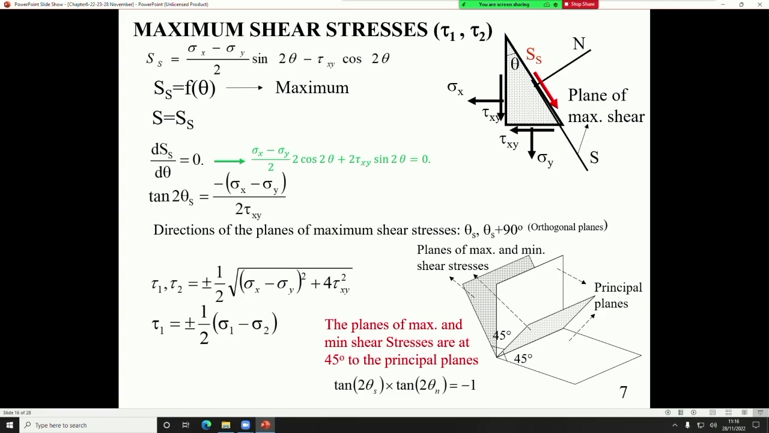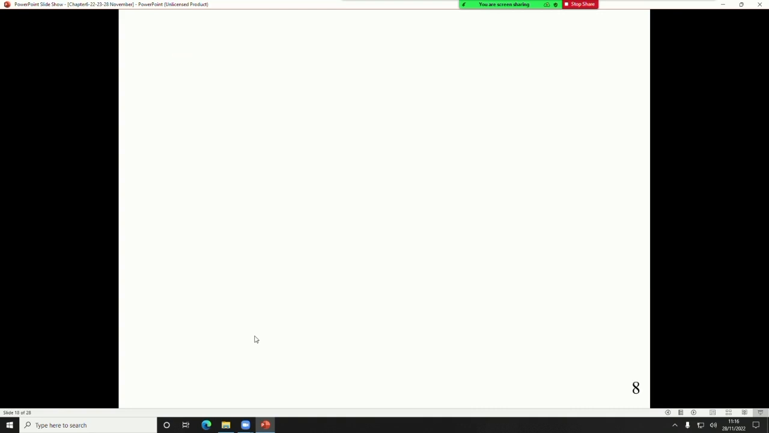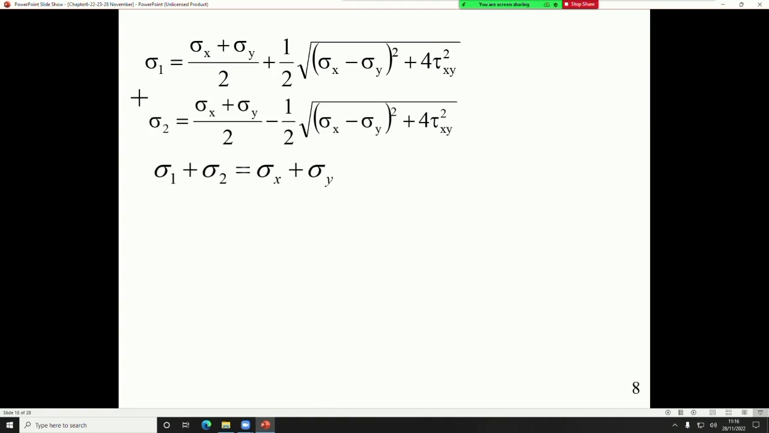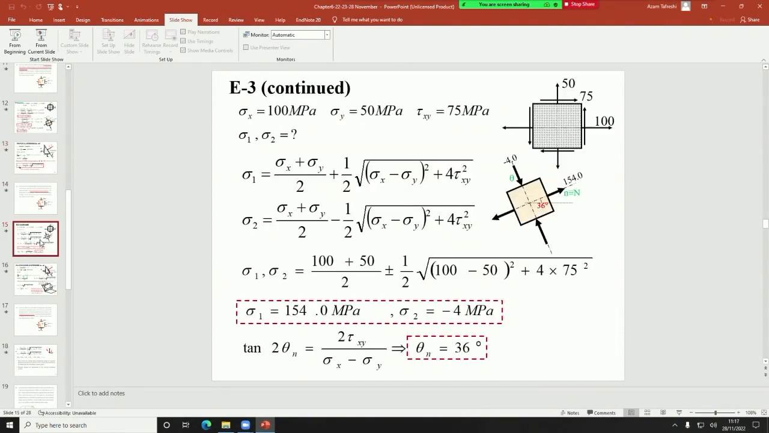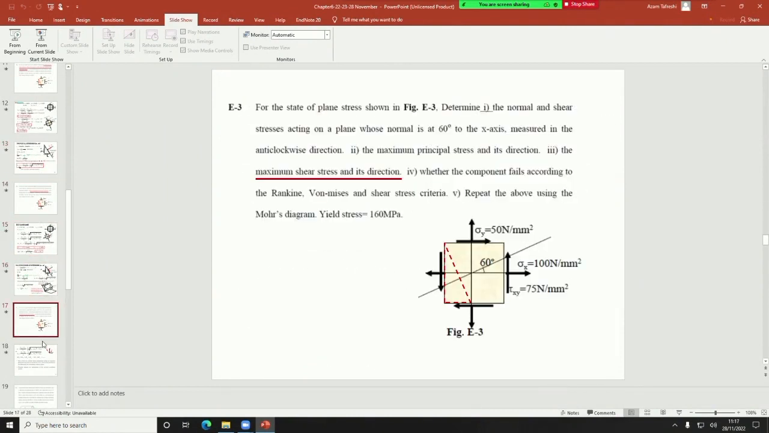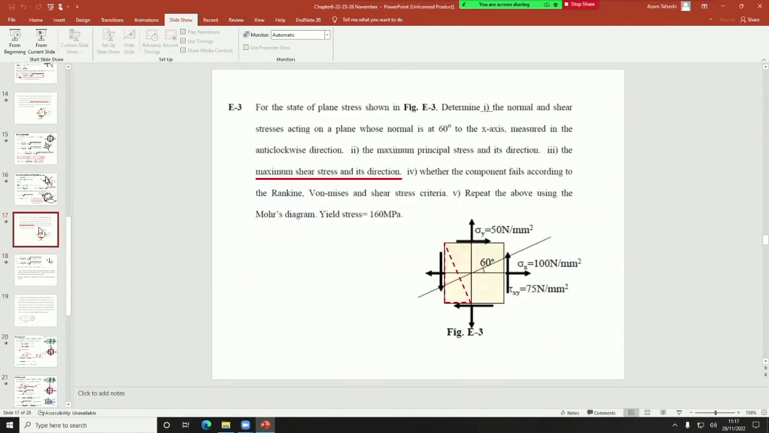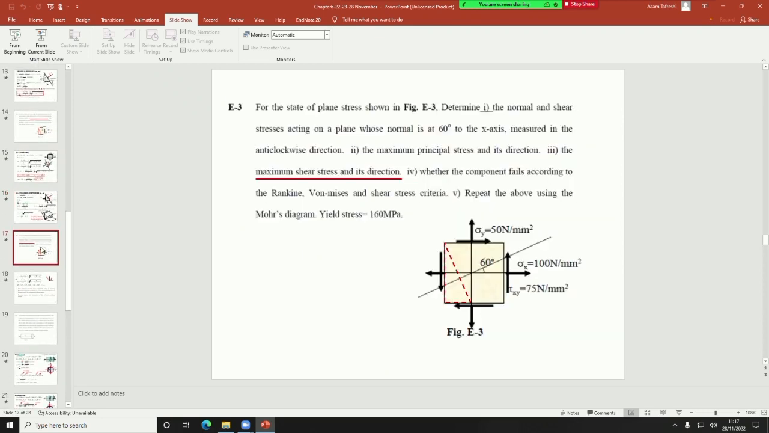So we move on to the next part of question number 3. The next part is asking us to find the maximum shear stress and its direction. Actually, this is not the solution for it. Sorry, I haven't got the solution for it for you. But I can solve it myself. Why not?